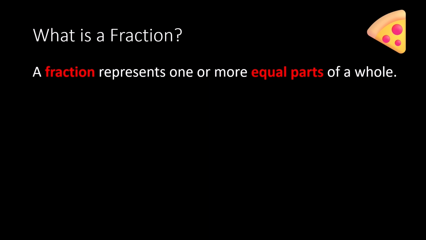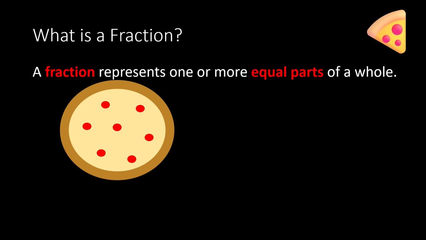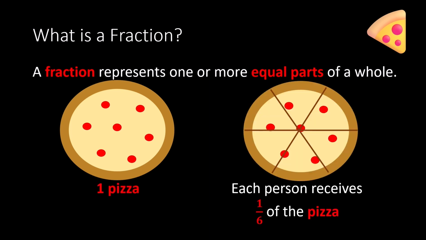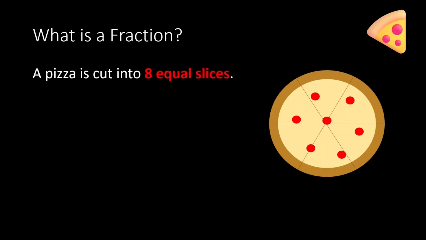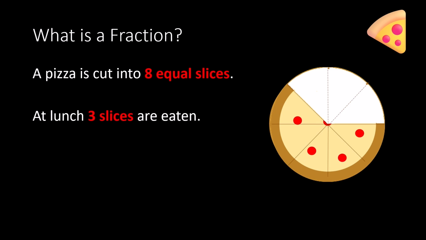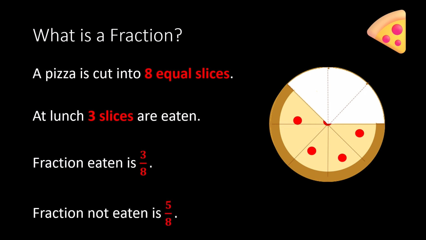Now imagine sharing a pizza equally between 6 people. Each person receives 1/6 of the pizza. Suppose a pizza is cut into 8 equal slices. At lunch, 3 slices are eaten. So the fraction eaten is 3 out of 8. The fraction which is not eaten is 5 out of 8.